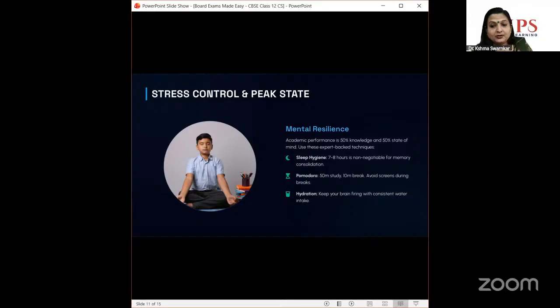And when you learn a day before, use the Pomodoro technique, because you study for 50 minutes, then walk away for 10 minutes. I repeat again, you can note it down also. Study for 50 minutes and then walk away for 10 minutes.